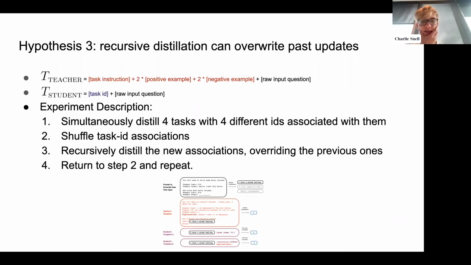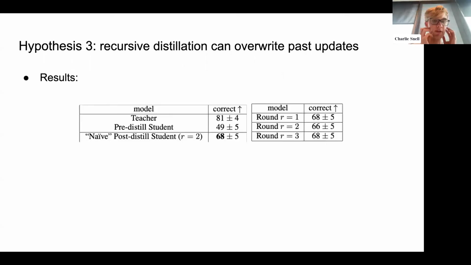I guess a big consideration here is that if you do this recursive distillation, the student might actually forget to respond to these task instructions. But we actually find that this isn't an issue. So we look at the results.